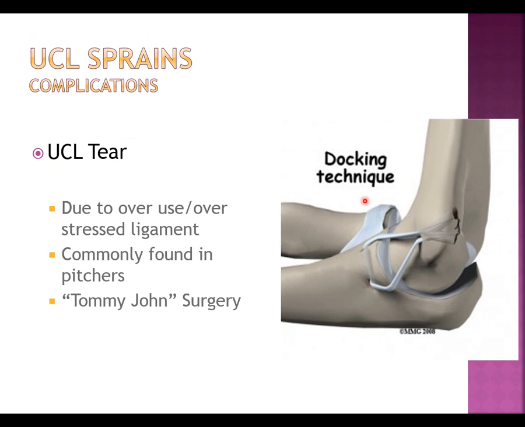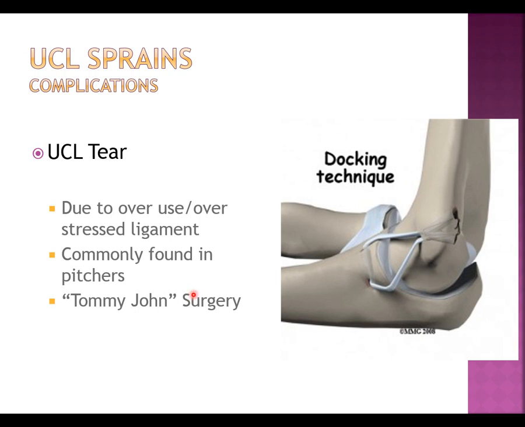If you have a full UCL tear where it is completely ruptured, you generally have to get some sort of surgery, called Tommy John surgery, very common in pitchers. Some people, if you are not really an overly competitive athlete, you don't really need to get surgery. But if you do want to continue doing the overhead activity, you are going to have to get it.